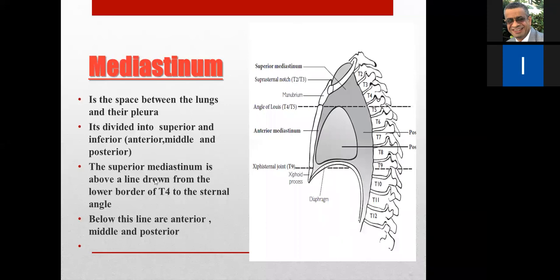The superior mediastinum lies above a line drawn from the lower border of T4 to the sternal angle. This is the horizontal line drawn from the sternal angle to the level of T4. Above is the superior, below is the inferior.